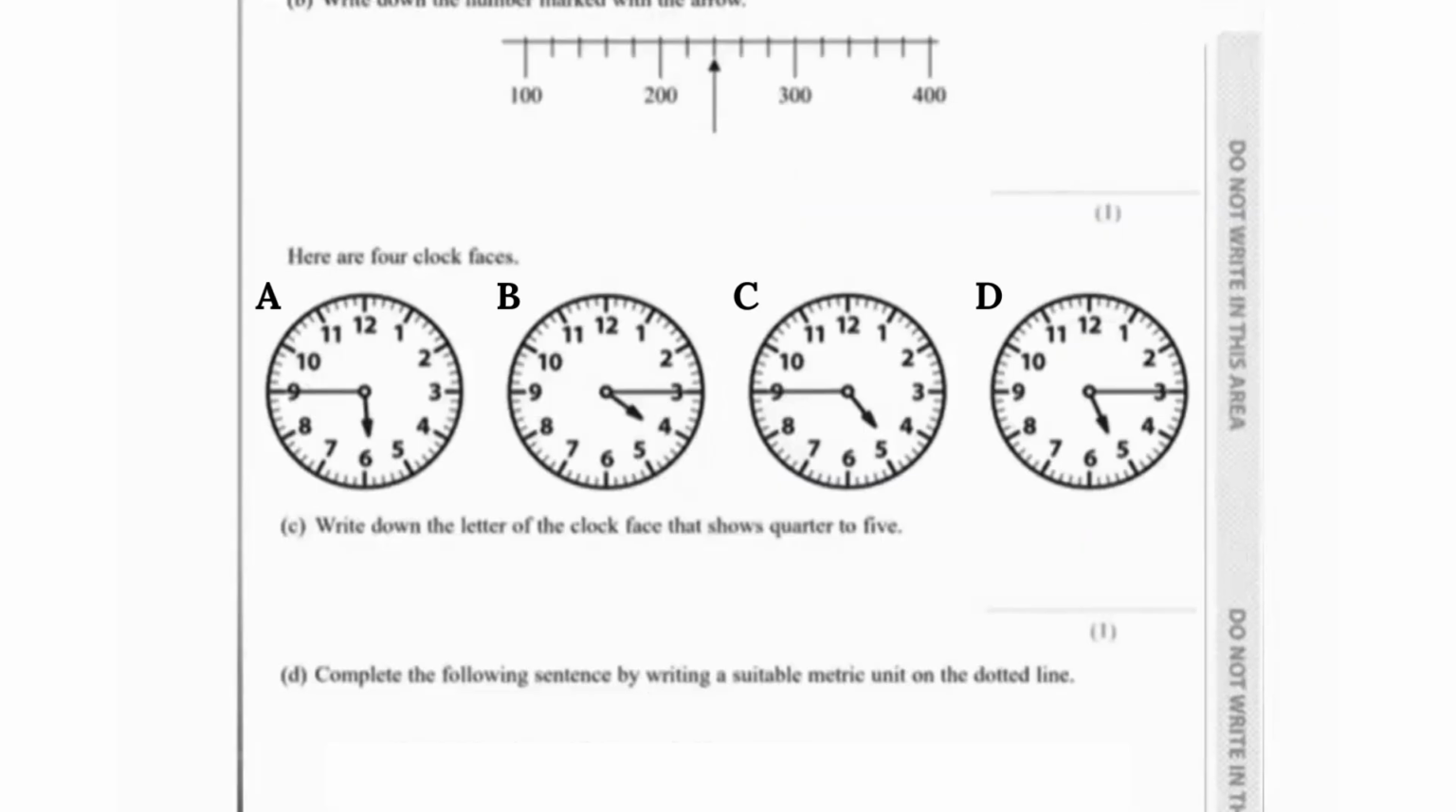And it says here are 4 clock faces. Write down the letter of the clock face that shows quarter to 5. So quarter to 5 is going to be this one, the third clock, which is C. Then it says complete the following sentence by writing a suitable metric unit on the dotted line. The height of the Eiffel Tower is 300 meters.